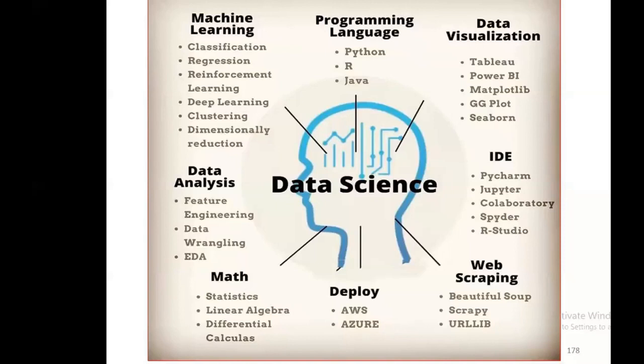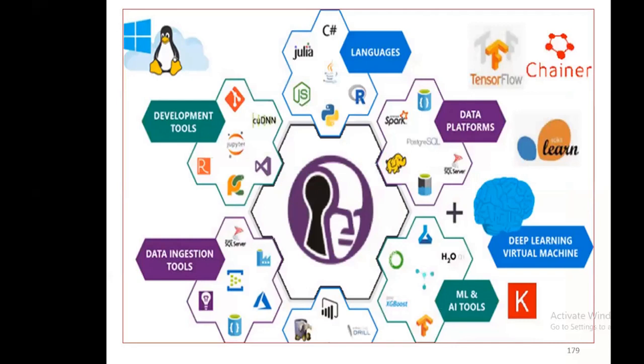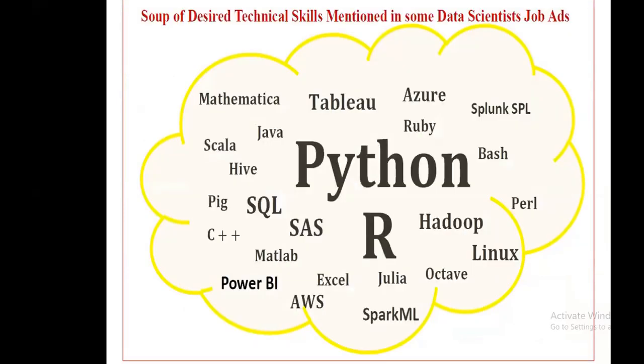Then we are using mathematics, statistics, linear algebra, differential calculus, data analysis, and machine learning, with programming languages like Python, R, Java, etc. So these are the tools I have explained many times: deployment tools, data ingestion tools, languages, data platforms, deep learning, virtual machines, ML and AI tools, etc. So Python, R, SQL, SAS. SAS is statistical analysis software, very popular. In order to generate the statistics, we are using SPSS, Excel, AWS, Power BI, Spark ML, Perl, Bash, various tools.